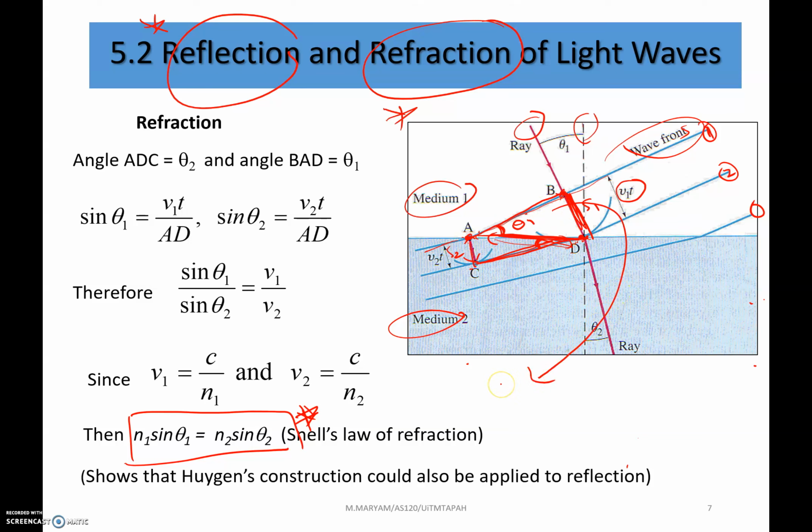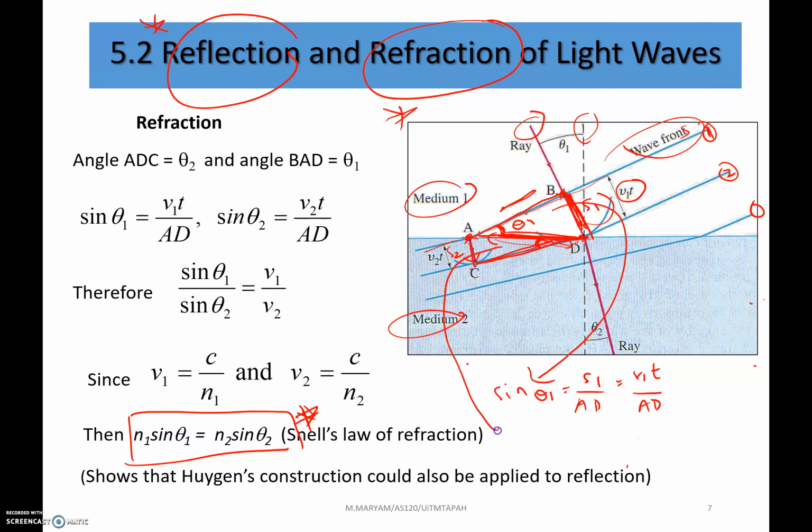From here, let's look at the first triangle. I want to use sine because if I use tangent, it will be front and side, which I don't have the value for and I'm not sharing it with the second triangle. So the best will be sine. So sine theta 1 is equivalent to S1 or V1t over AD. I'm going to derive this. I will get V1t over AD. So this would be my sine theta 1.